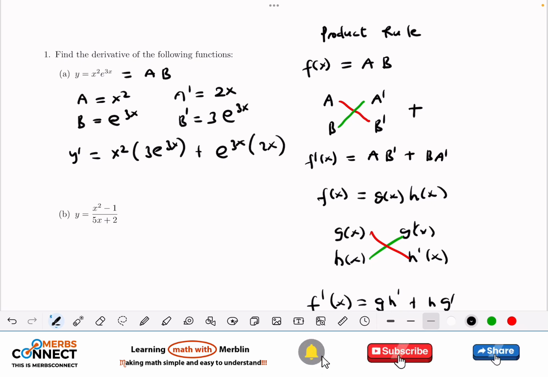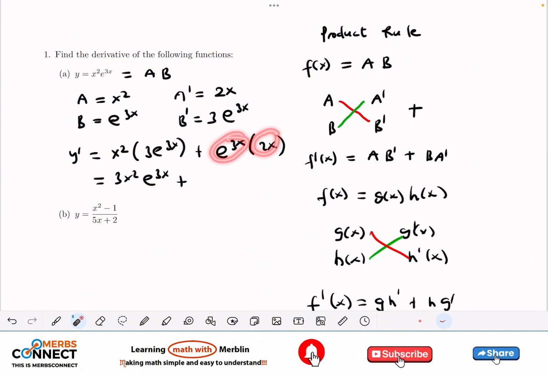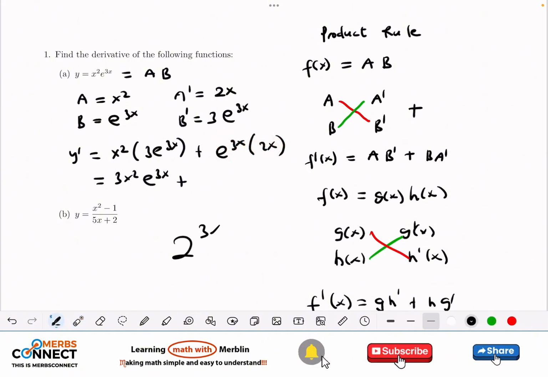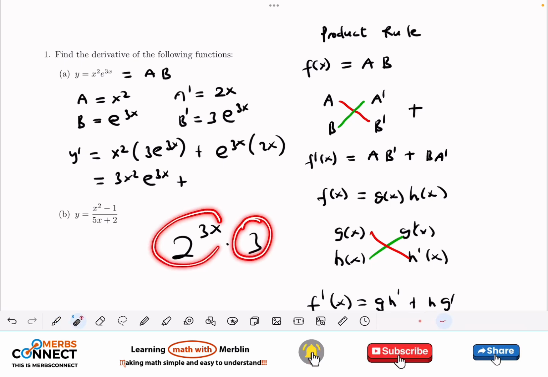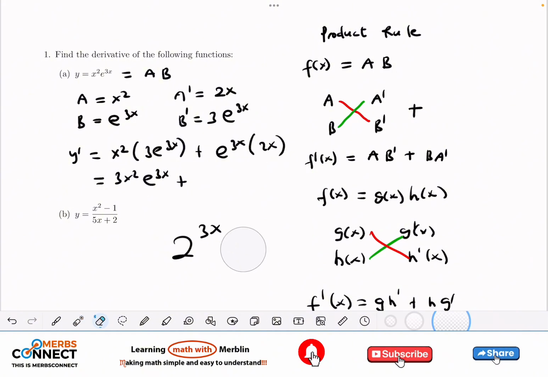So now, when I multiply, I'll have 3x squared e to the power 3x plus... When I was marking some of the scripts, I saw that some of you, when multiplying this and this, like to multiply this to what is here. No, this is an exponential function. This is multiplying the whole function, not only the one on top. It's like having 2 to the power 3x times, let's say, 3. So this 3 is multiplying the whole function, not just the top. So that is one thing that you need to take note of.